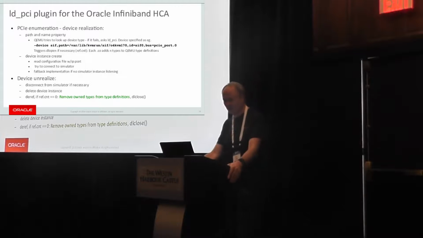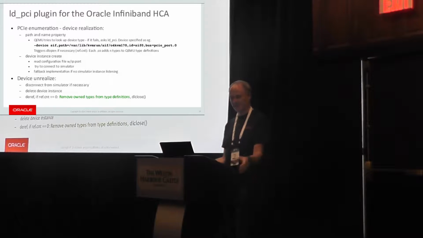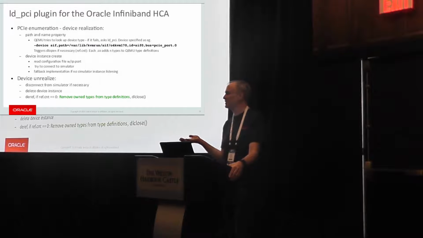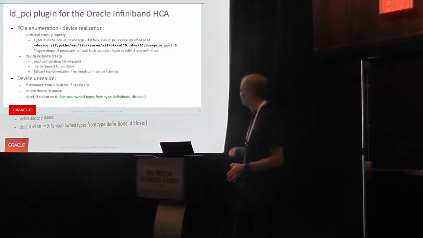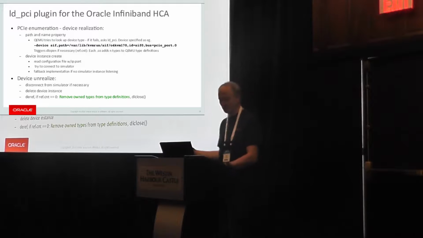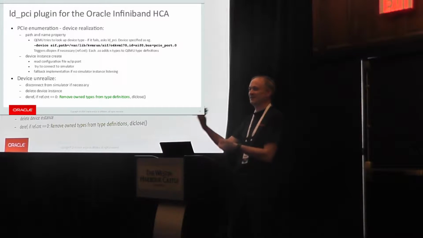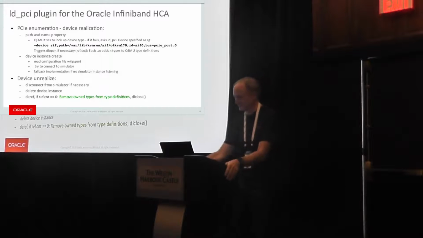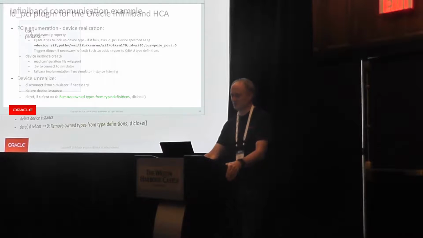Similarly, on device unrealize, we do the disconnect from the simulation if necessary, and then delete the device instance, and there's a reference count on the number of devices using this particular model. Once it goes to 0, the type definitions are removed and dlclose is called. And that's very useful because, at least during the early development, we could have the virtual machines running, recompile the model and then hot plug it, and the development cycle was very short.